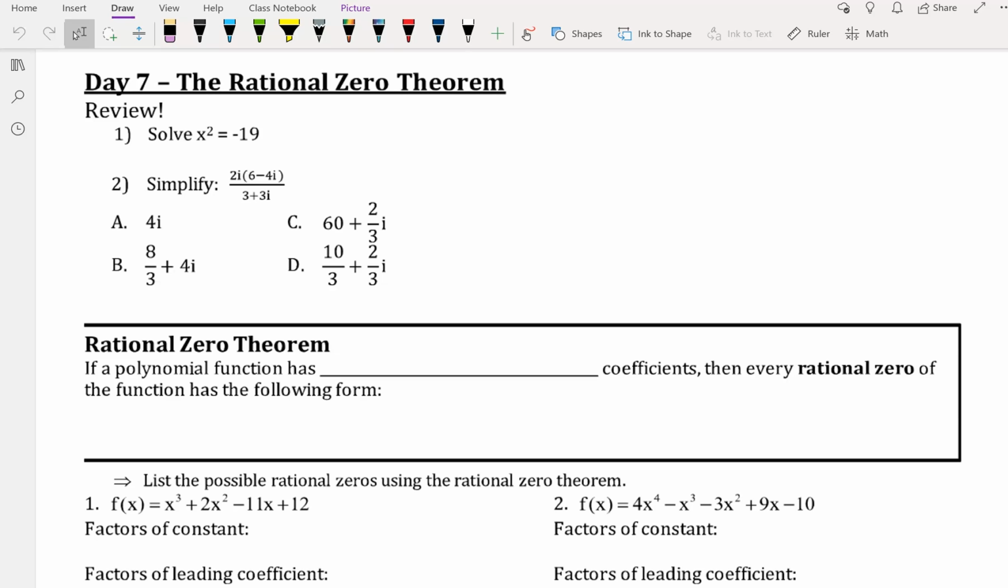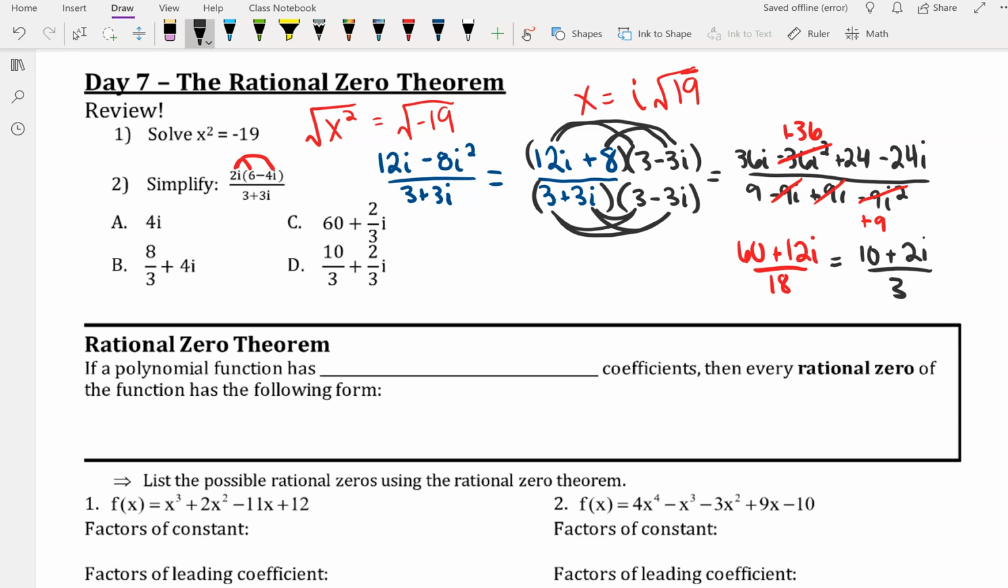Go ahead and pause the video really quick and do the review problems, and then unpause and I'll have the answers for you. Here are the answers to 1 and 2.